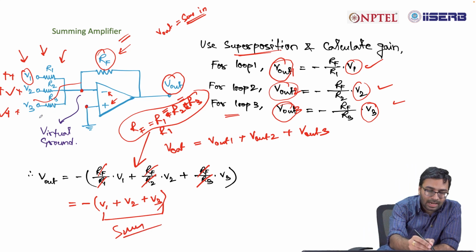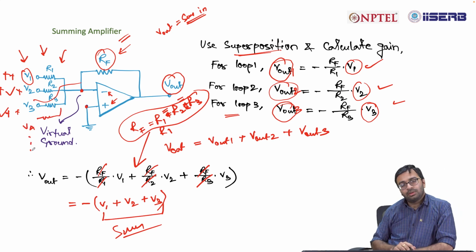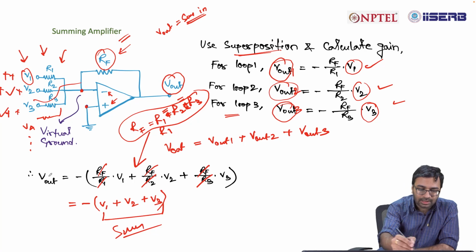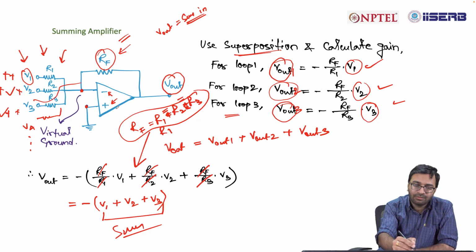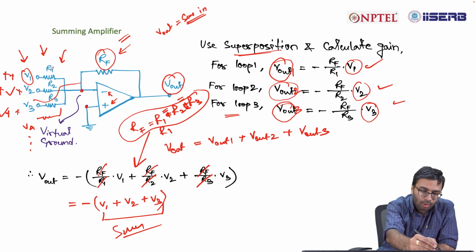So you can add more inputs here, V4 and so on. You will find that your output is nothing but the summation of all the inputs that you place if your RF is equal to all resistors that you connect over here.